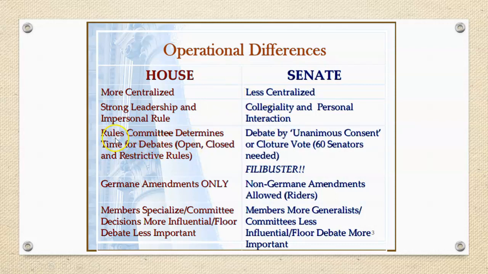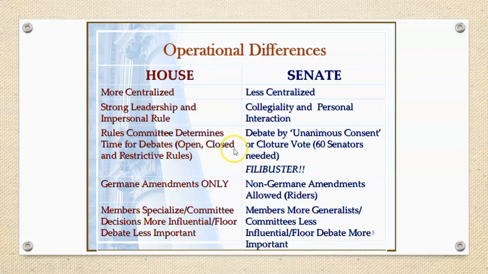In the House, the most important committee is the Rules Committee. They, just like it sounds, set up all the rules. They determine how long a debate will happen. Is it going to be 2 hours? Is it going to be 10 minutes? It's up to the Rules Committee. And the Speaker of the House is the head of the Rules Committee.